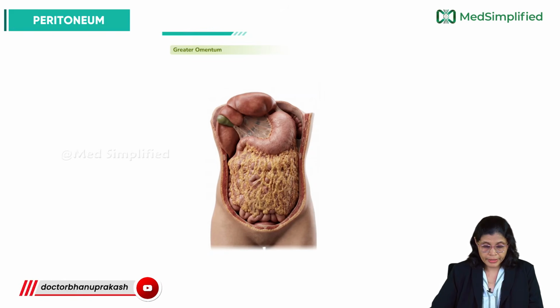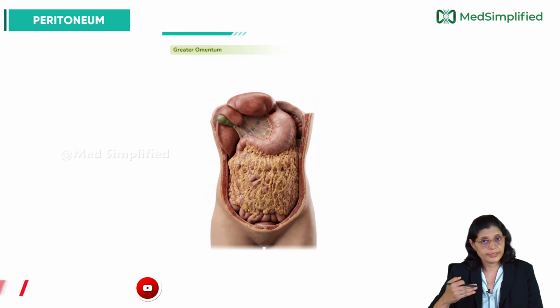Now the greater omentum is a large, thick fold of the peritoneum. It is formed by 4 layers and it hangs down from the greater curvature of the stomach.